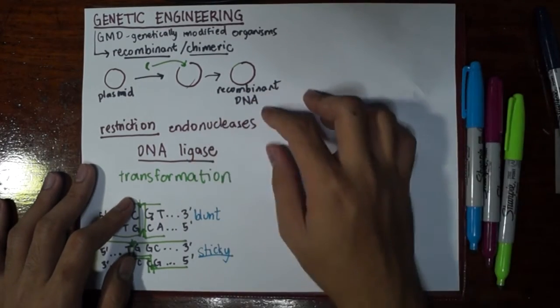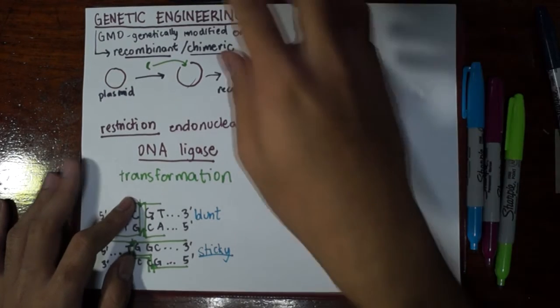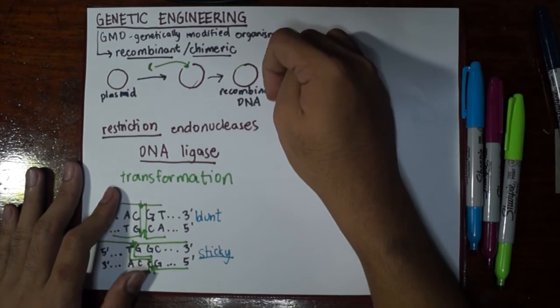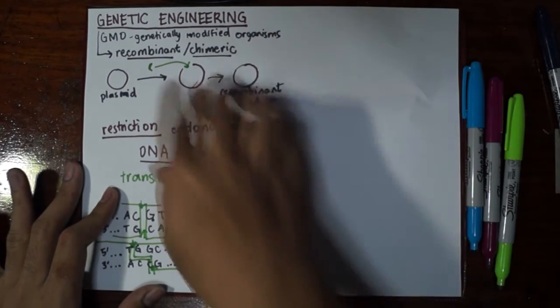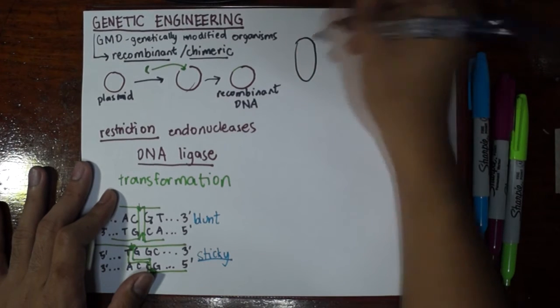Now the problem here is when you perform this, they say that this is very hard to do, and in addition to that, you only produce very small amounts. That's why you use bacterial cells. For example, this is a bacterial cell.